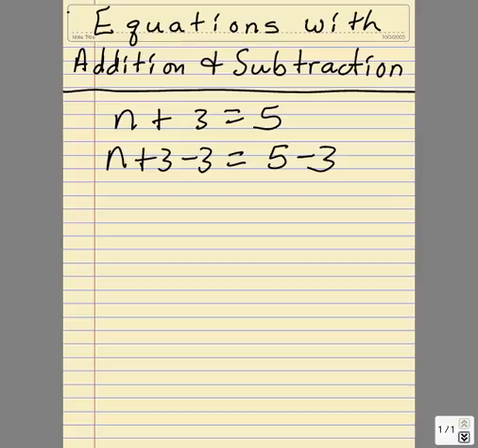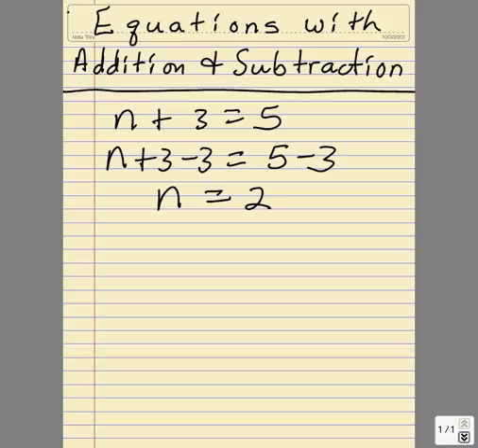Now if we go back and look at this, we can see that a plus 3 and a minus 3 makes 0. That's why we did it in the first place. The inverse operations undo each other, and they go to 0, at least in addition and subtraction. So n plus 0 is just n, equals, and 5 take away 3 is 2. So doing it this way, n equals 2.